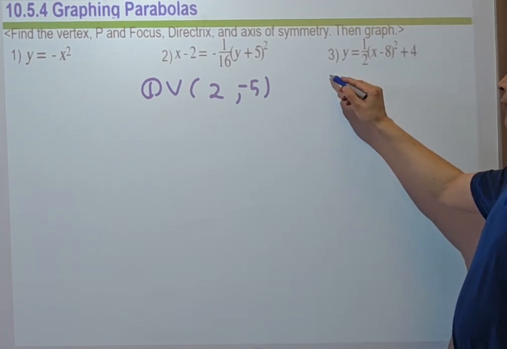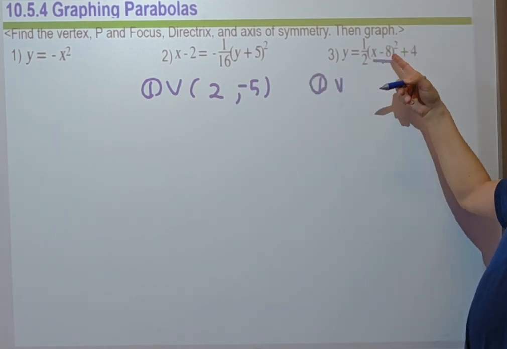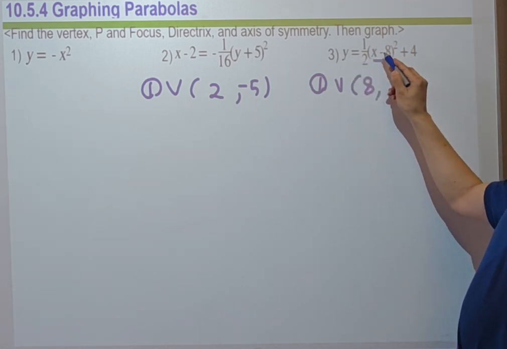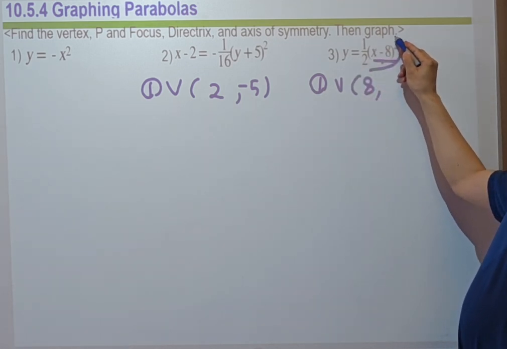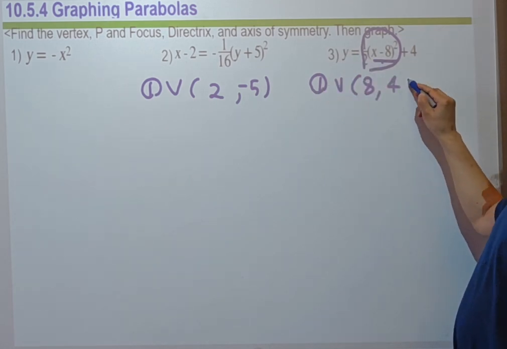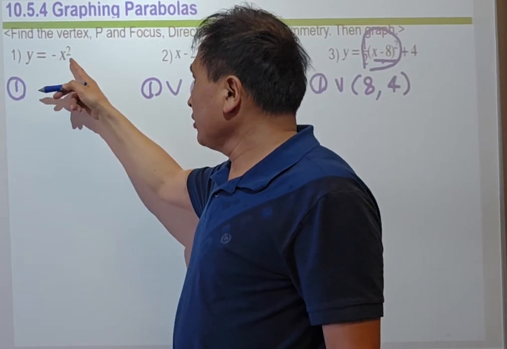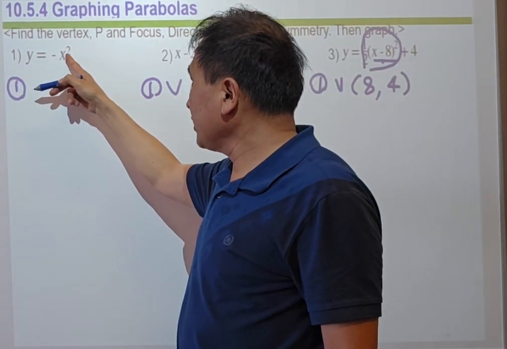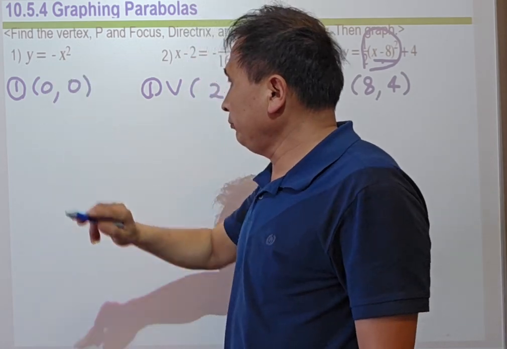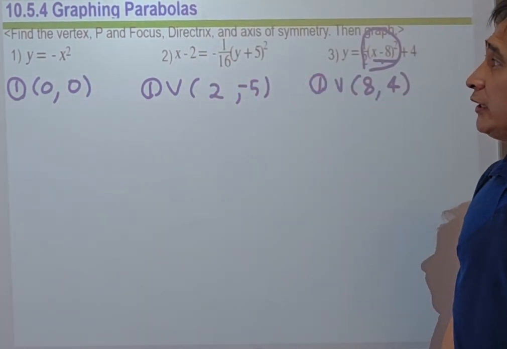How about this one? Here x minus 8 under the square becomes 0, so x equals 8. At that time everything is 0 here, then y equals 4. So (8, 4) is the vertex here. And this one is kind of easy. Under the square, x equals 0, and y is also 0. That's the vertex of this parabola.